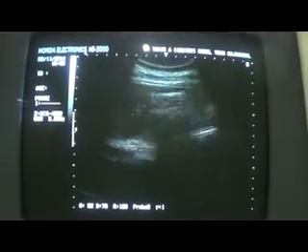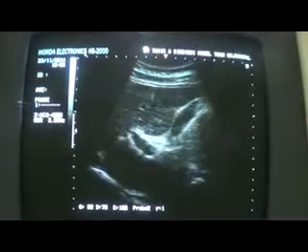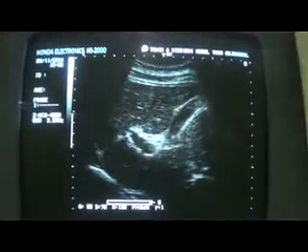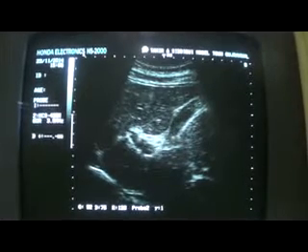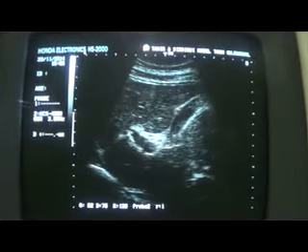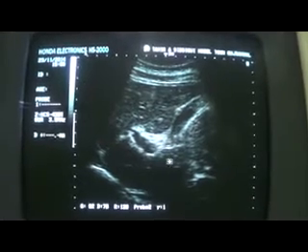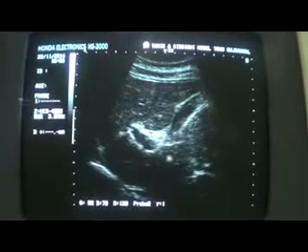Once again, let's do it. Here you will see a beautiful view of the gallbladder, in a sense that this is the gallbladder and this is the portal vein, and the study of the gallbladder in this view.